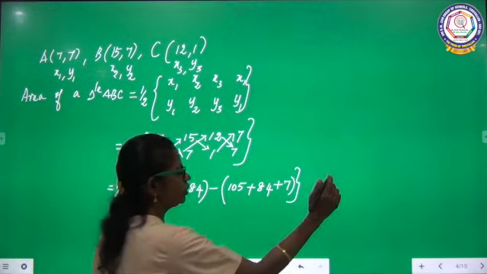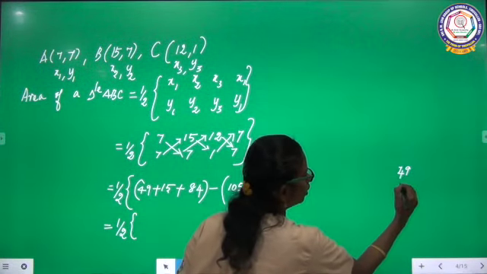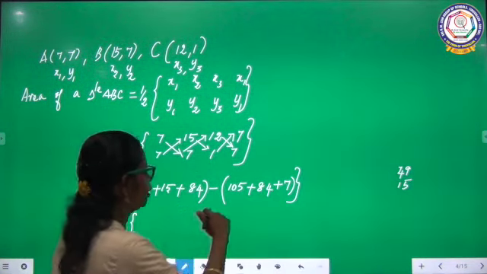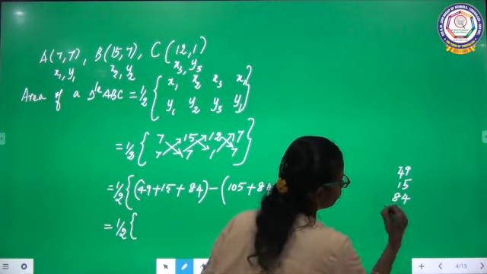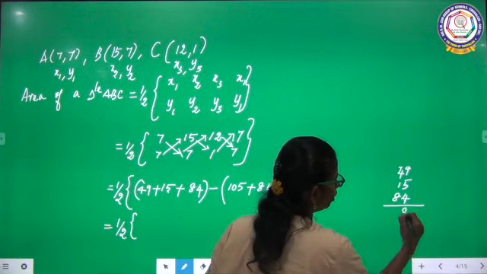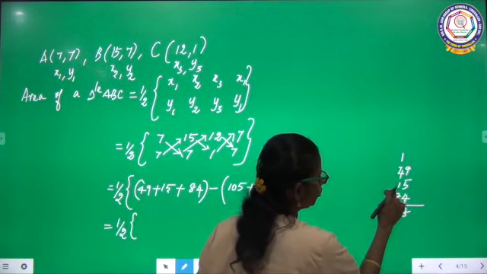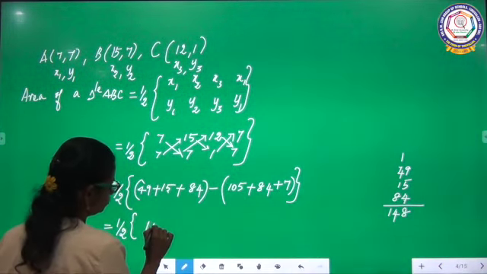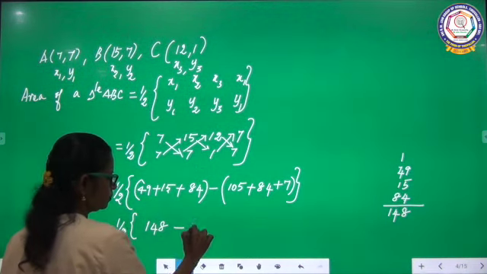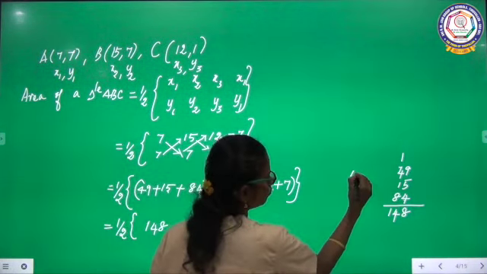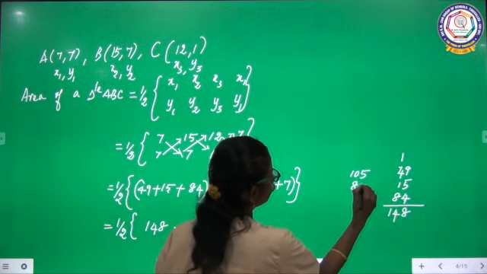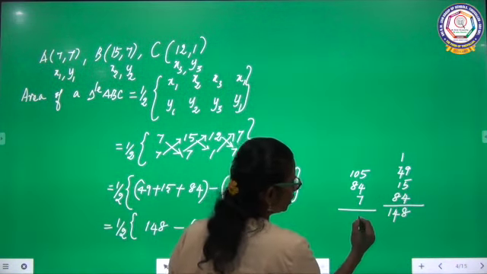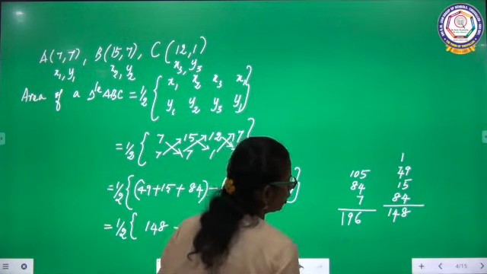Better you should do the addition in the right side. That is 49 plus 15 plus 84. 9 plus 9 18, remaining 1, 4 plus 1 5, 5 plus 1 6, 6 plus 8 14, that is 148 minus 105. 84 7. 5 plus 4 9, 9 plus 7 16, remaining 1, 9, 196.